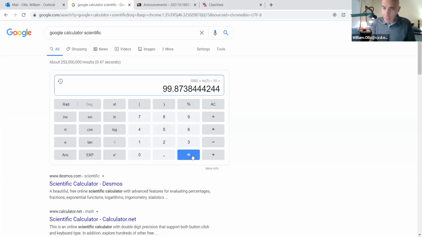And so we see that we have a logarithmic scale. So this is approximately 99.8738, which will round to 99.87 years.